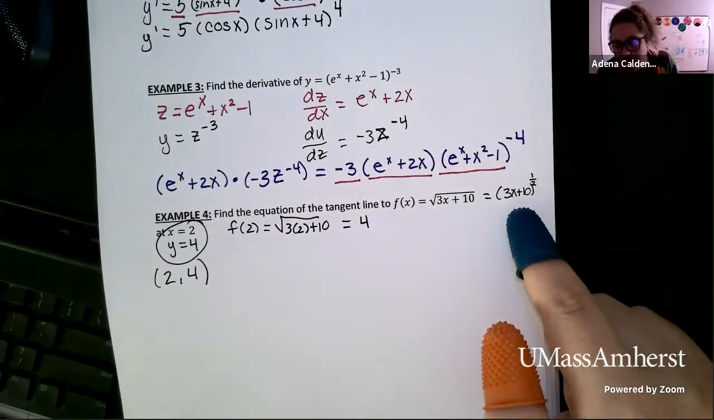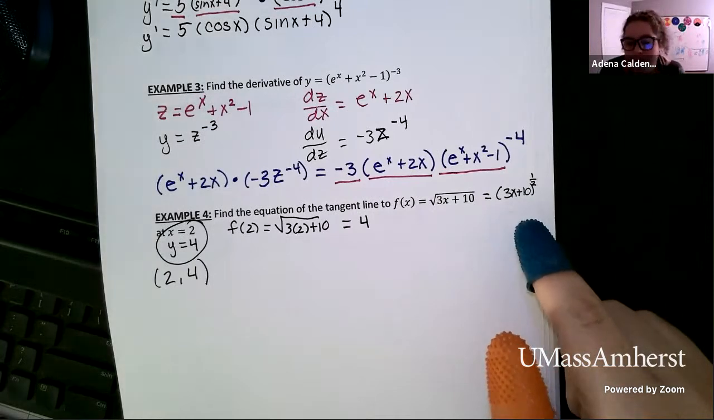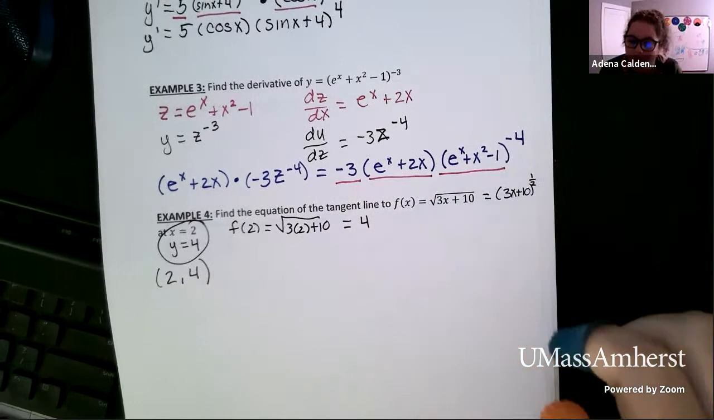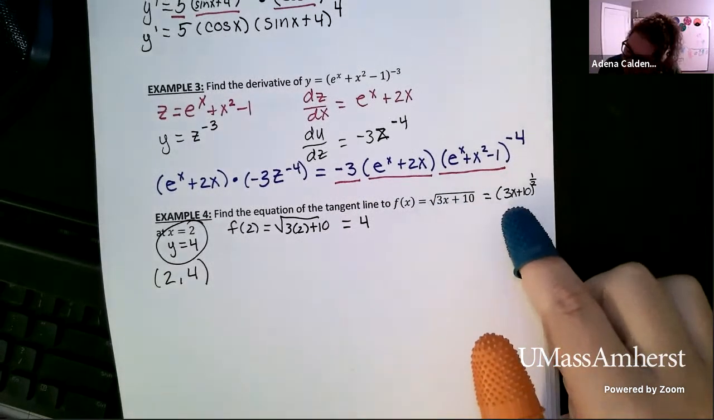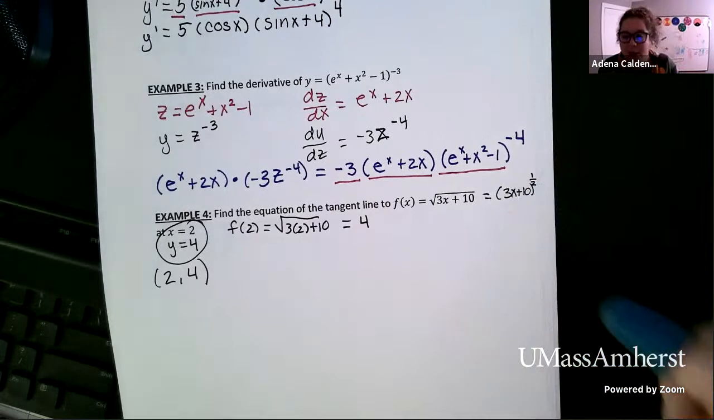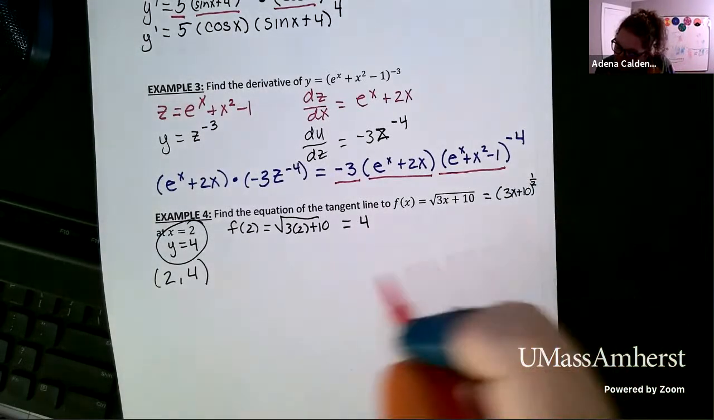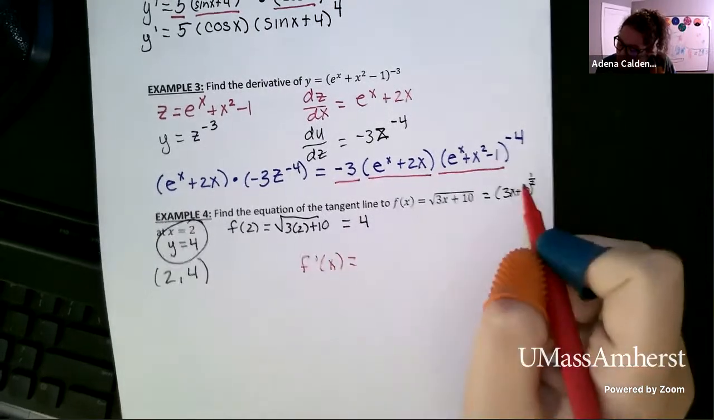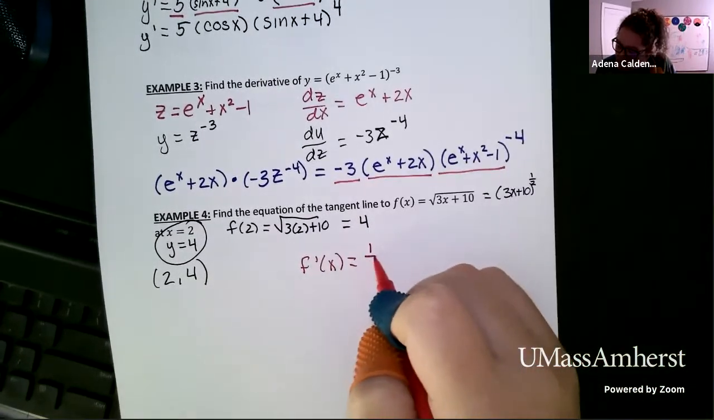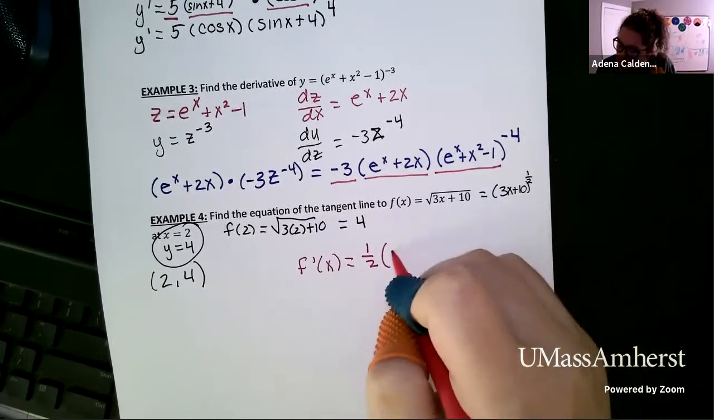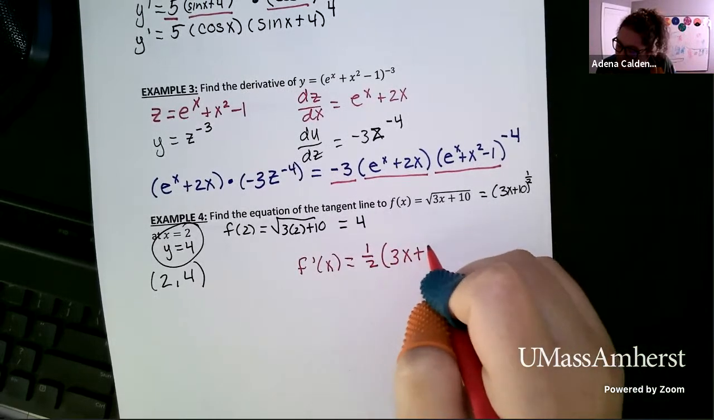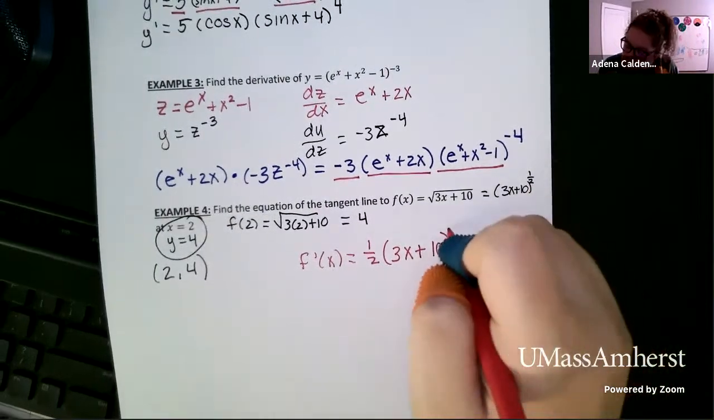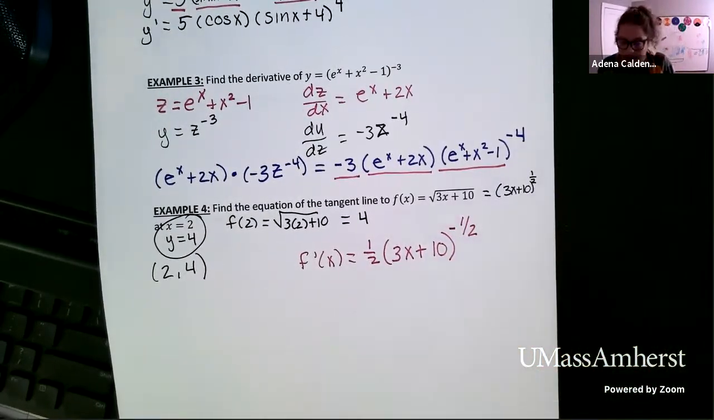And so here I have to rewrite this function first to deal with the derivative. Because remember, when it's in the square root form, I can't do anything with that symbol. So here we have 3x plus 10 to the 1/2 power. So now if I want to find the derivative, I can bring the 1/2 down in front from my power rule, where everything inside stays the same. And I subtract 1 from the power. So to the negative 1/2.